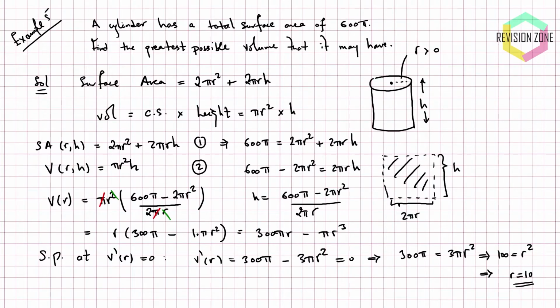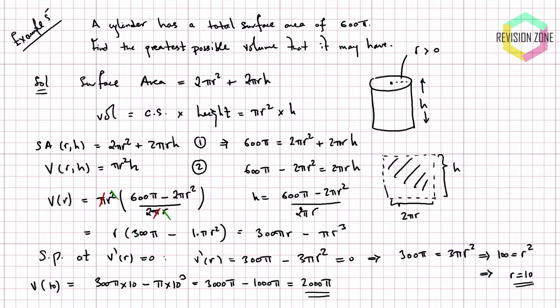So we've actually been able to work out a solution, and our volume is going to be maximum at r equals 10. So I'm going to stick that in, and we can just evaluate our volume function. We're going to get 300 pi times 10, take away pi times 10 cubed, which is 3000 pi, take away 1000 pi, which is of course 2000 pi. So this is going to be the maximum volume that's actually attainable.